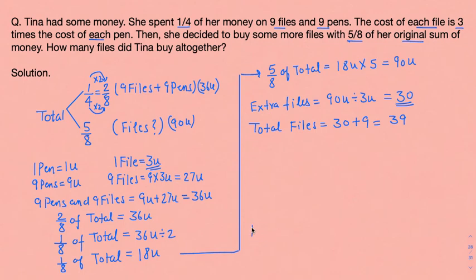So let's write our answer quickly. How many files did Tina buy altogether? Tina bought 39 files altogether. So that's the solution of this question.